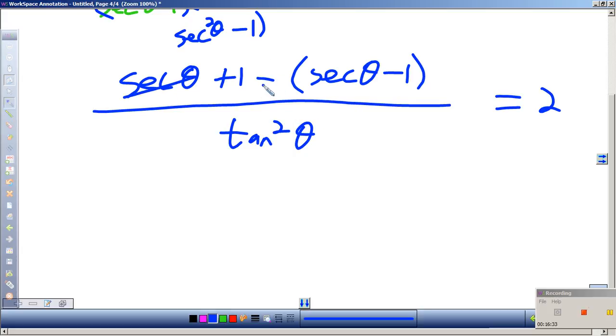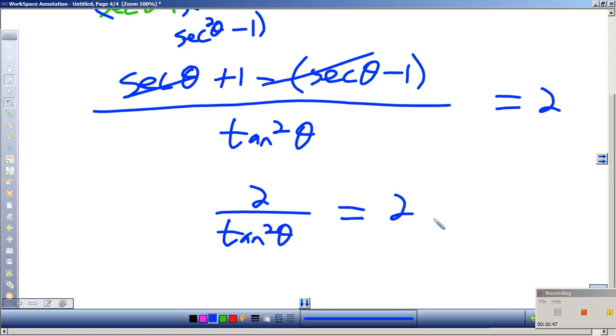Okay, so these are going to cancel, the secant and the negative secant. And then what's 1 minus the negative 1? So 2 over tangent squared theta equals 2.